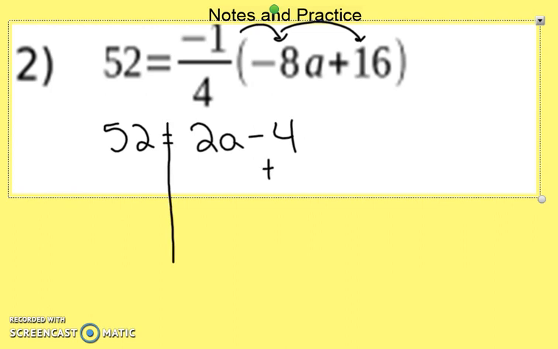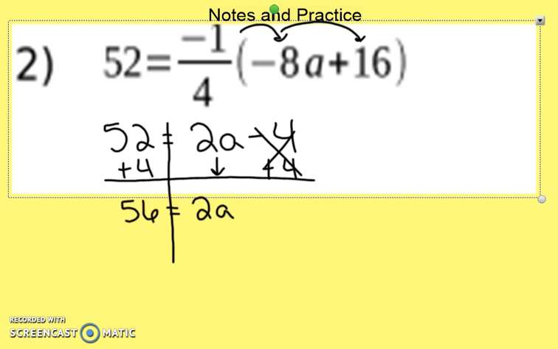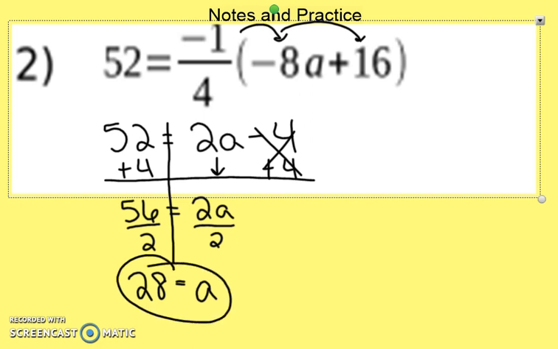The opposite of subtracting 4 is adding 4. Those cancel. I bring the 2a down. 52 plus 4 is 56. Well, 2 is my coefficient of a, so I'm going to divide by 2 on both sides. And that tells me a equals 28. Again, if we wanted to, we can plug it back in for a, and we should end up with 52 as our answer.